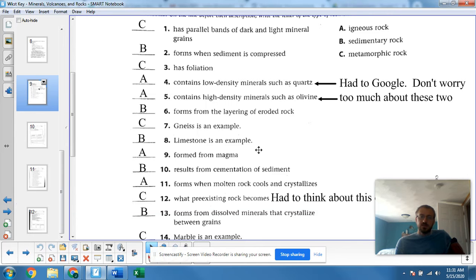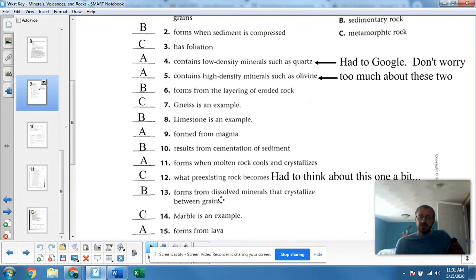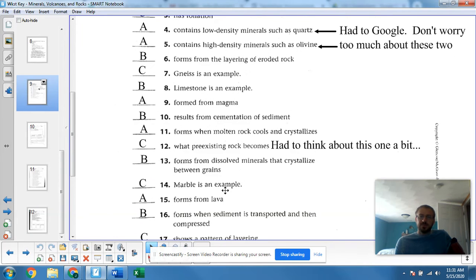Results from cementation of sediment is sedimentary. Forms from molten rock cooling is igneous. This one was more of a think about it question.